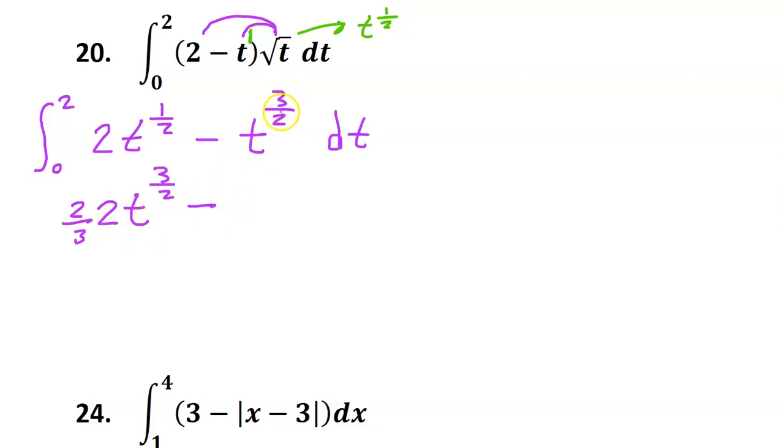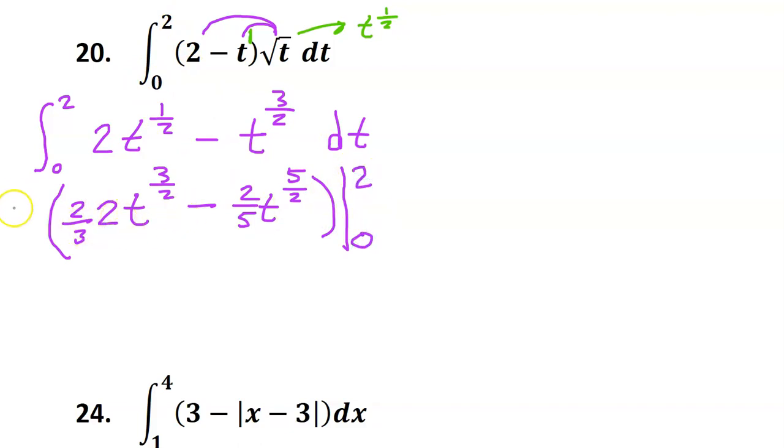Now on the next one, I am increasing this power by 1. So I'm adding 2/2, so that's going to be 5/2. So I have t to the 5/2 power. And then I divide by that new exponent, which becomes the reciprocal, which will be 2/5. And ultimately, I am going to have to evaluate using my lower and upper limit of integration. So I'm going to go ahead and put my 0 and my 2 on this.